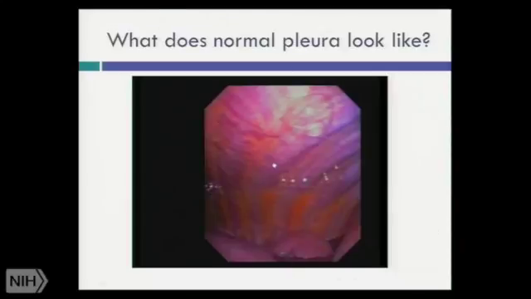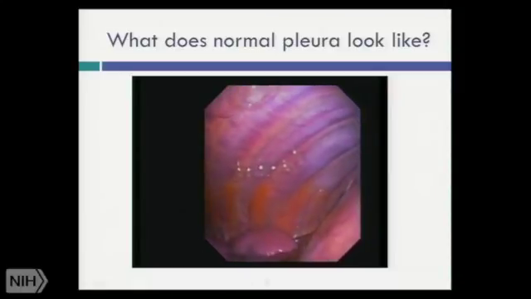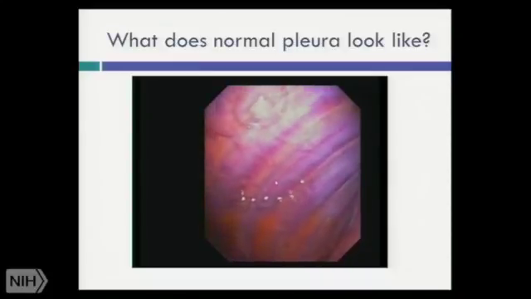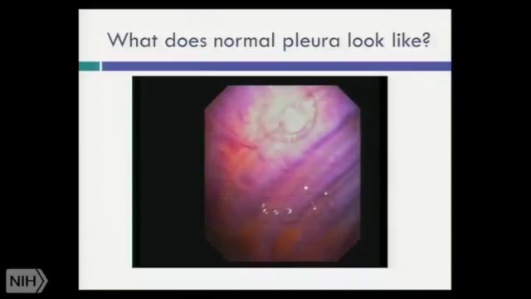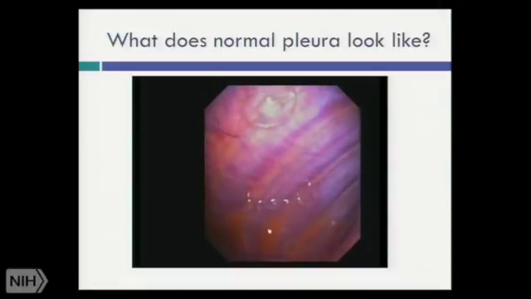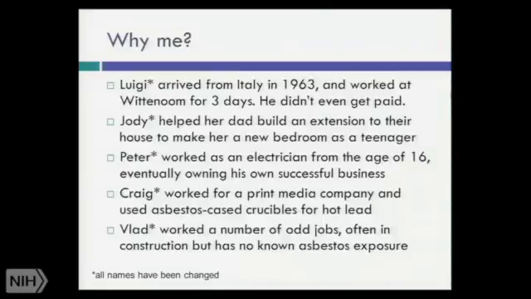This is a look down a telescope with thanks to my colleague Dr. Gary Lee. And this is the normal pleura. You can see the beating of the heart. These brown, purple lines are the ribs. It's smooth, it's shiny. This is pretty much a normal appearance.